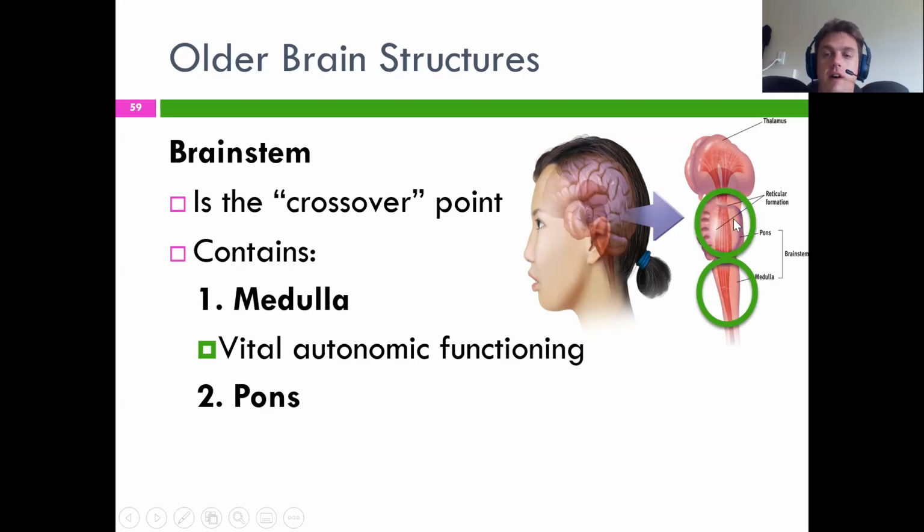Going up from there, you have the pons. The pons acts as a bridge between the cerebellum, which we'll get to in a minute, and the medulla. Again, we're dealing with the most basic functions, not really higher order cognitive functions. So you're talking about stuff like swallowing, bladder control, posture and equilibrium, saliva, and tears.